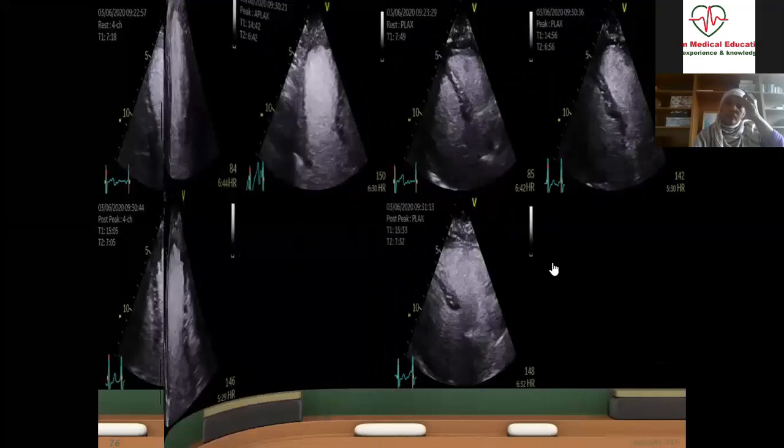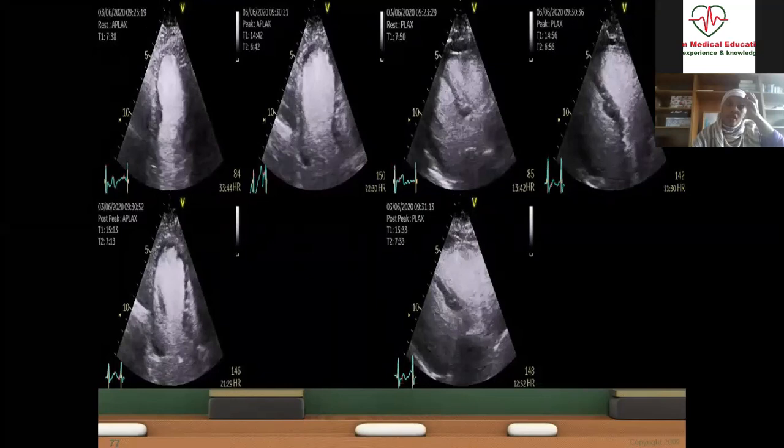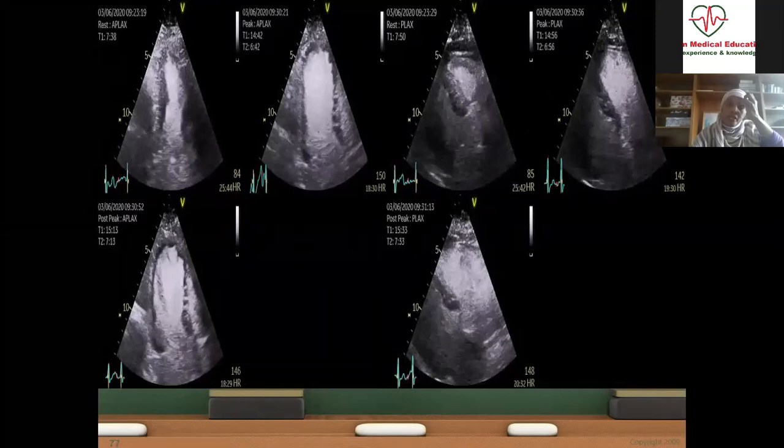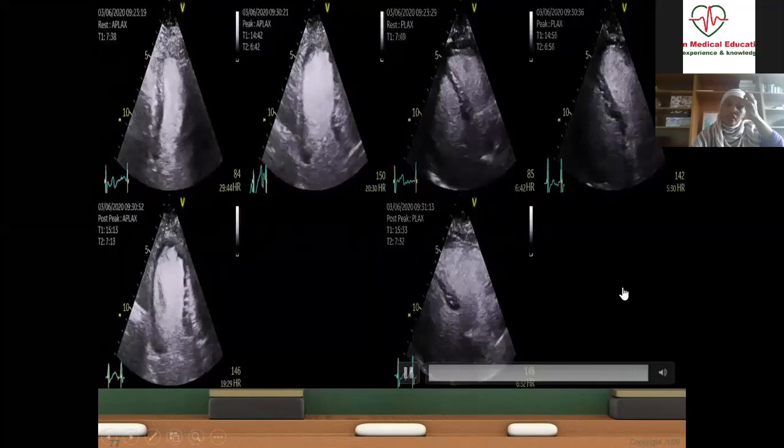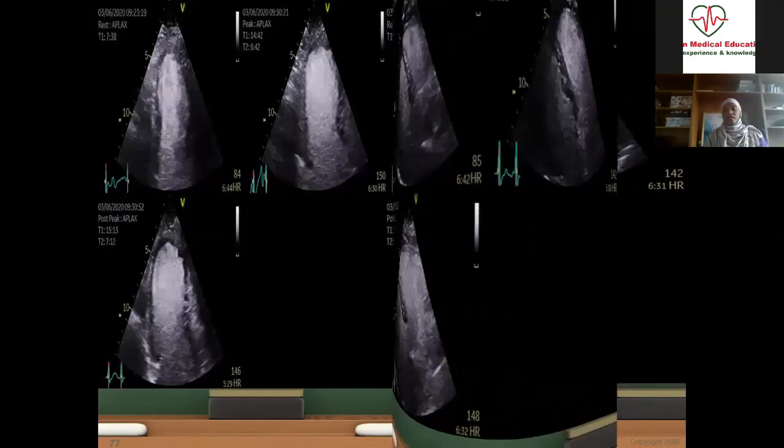And this is the three-chamber view here on the left-hand side. Again, we can see the anteroseptal wall at rest was contracting, and with a heart rate of 150 it started to become almost akinetic, as you could see in the third image. On the right-hand side is the long parasternal view. You could see the anteroseptal wall here is almost akinetic in exercise. So this is an example of a patient who had a stress test, in that case stress echo. This is a short axis view.